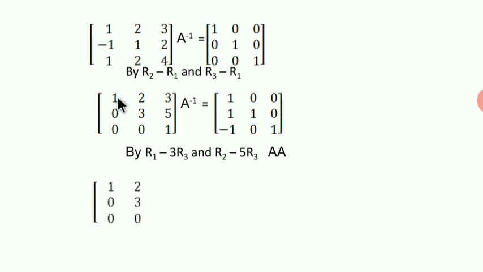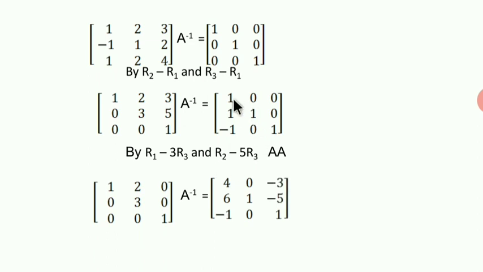Now see the first row: 1 minus 0 is 1, 2 minus 0 is 2, 3 minus 3 is 0. Now R2: 0 minus 0 is 0, 3 minus 0 is 3, 5 minus 5 is 0, and the third row as it is. A inverse is equal to, in the RHS, apply the same transformation. So 1 minus minus, plus 3, is 4, 0 minus 0 is 0, 0 minus 3 is minus 3.